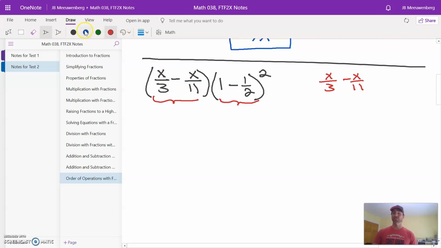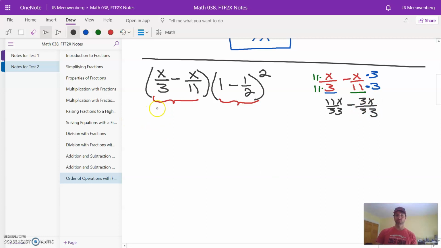The denominators are not the same. We need to get them the same. They are both prime numbers, so I can't factor them. Basically, this has a 3. This needs 11. So I'm going to multiply this by 11 and this by 11. This fraction has an 11. This needs 3. So multiply these both by 3. When we do that, it's going to give us 11x over 33 minus 3x over 33.